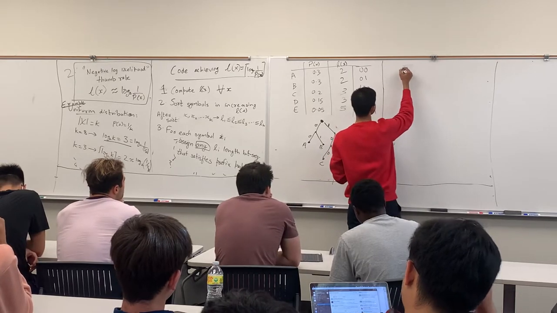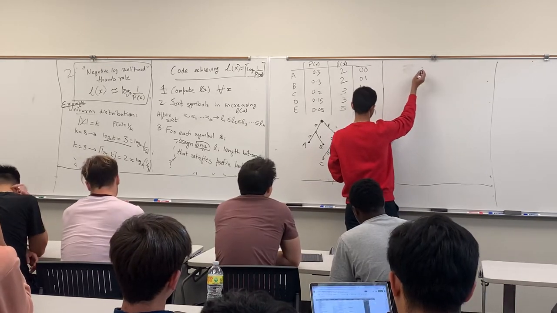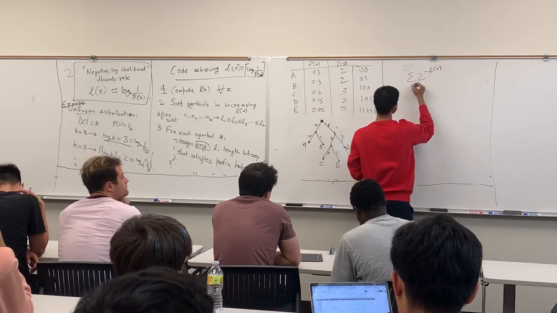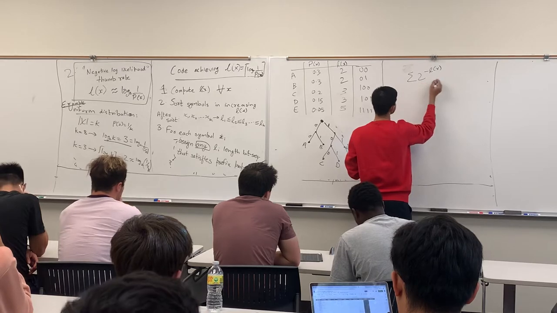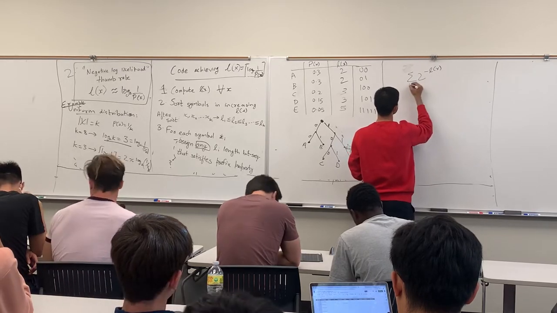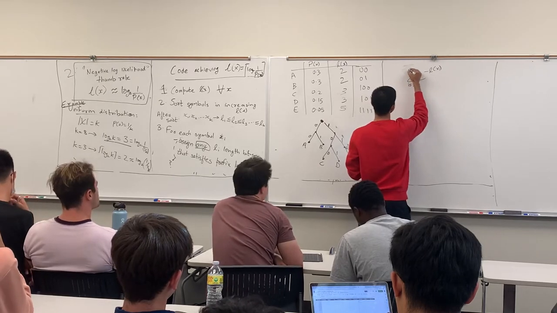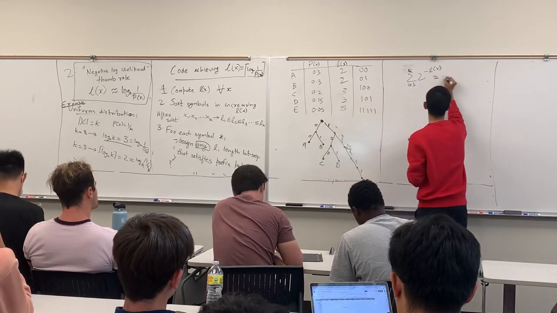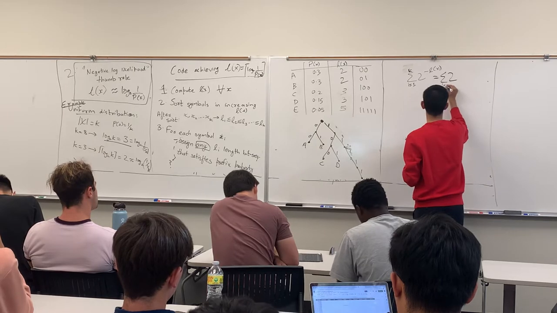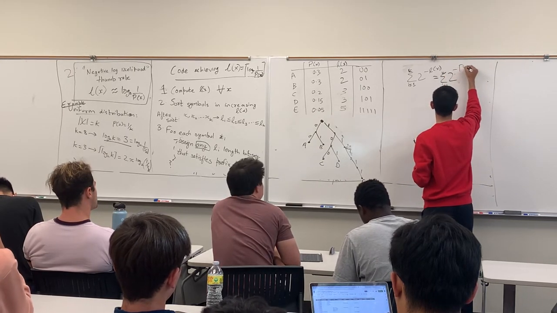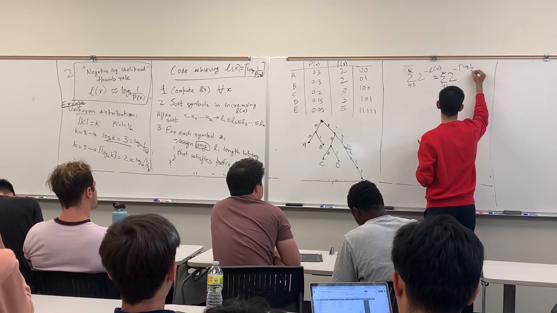Let's first compute this sum, the sum of 2 to the power minus L of x, for i equal to 1 to k. This is just the sum, i equal to 1 to k, of 2 to the power log 1 over p of i.